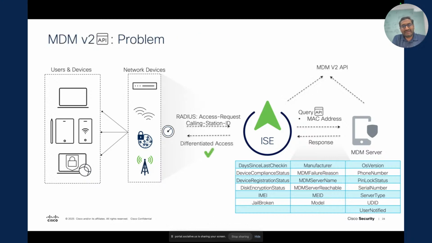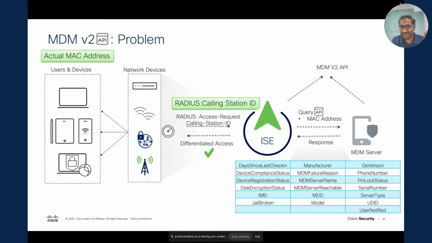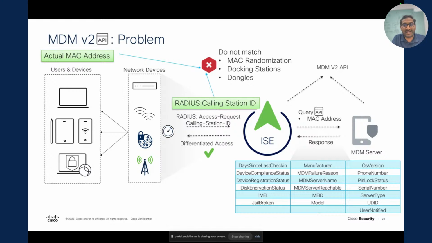Now, okay, that is going to work. Then what exactly is the problem? Well, the problem is your actual MAC address of these devices, because the MDM v2 API is going to make use of the MAC address as a query parameter. If the endpoint's actual MAC address is not matching the RADIUS calling station ID because of MAC randomization, docking stations, or dongles, if you connect your endpoint over a docking station, or connect it to the network over dongles, or if MAC randomization is already enabled on the endpoint, obviously you're not going to see the actual MAC address as part of the RADIUS access request.